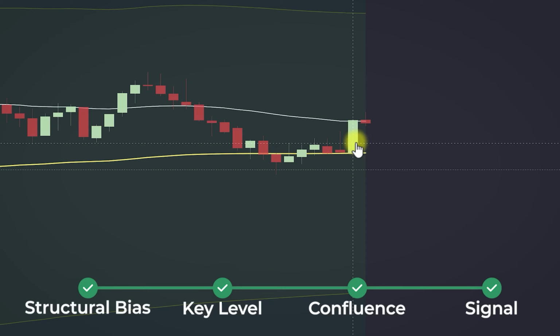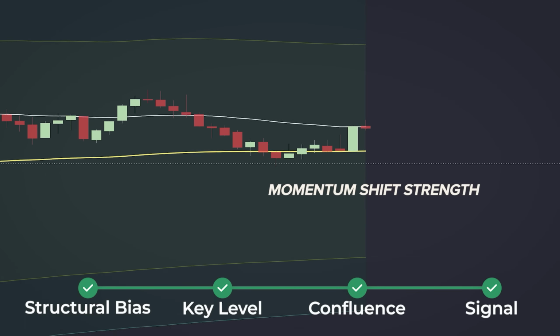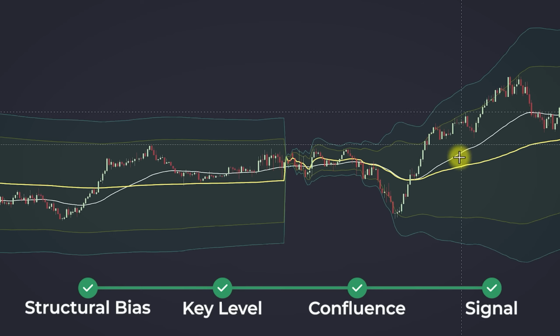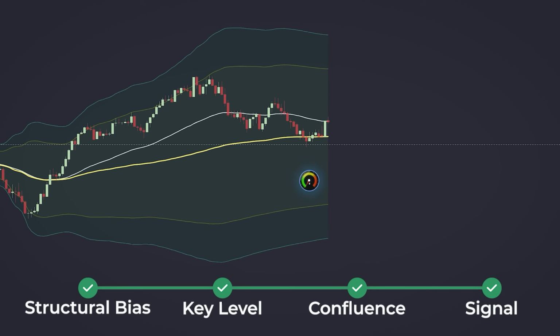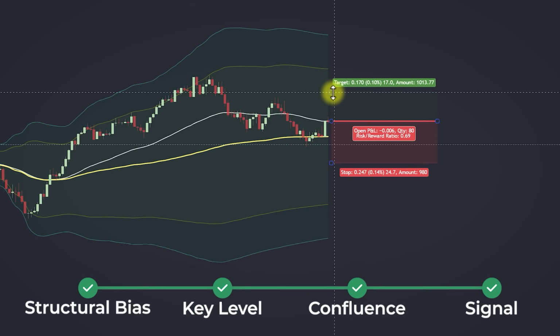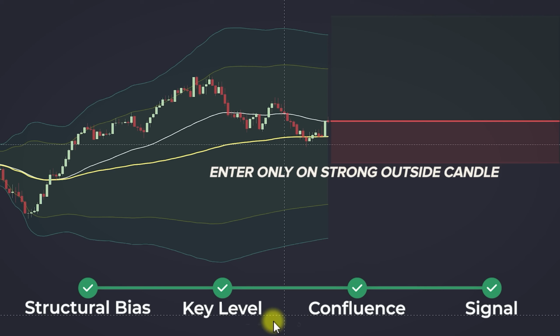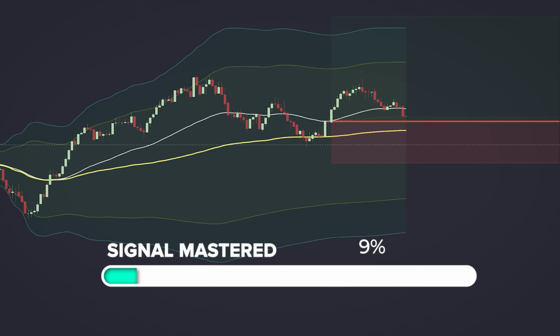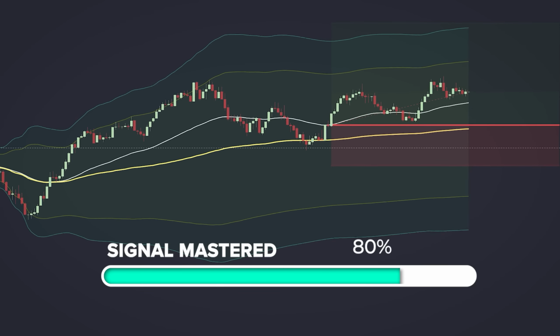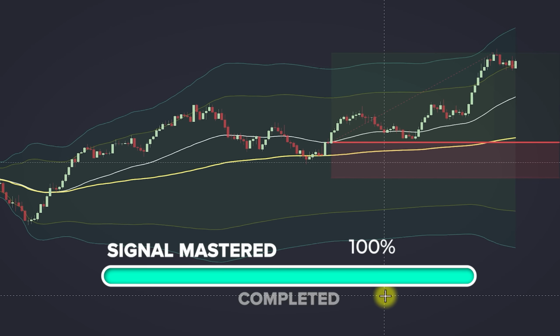And the size of the outside candle tells you how strong the momentum shift is. A large candle with high volume is like the market screaming. A small candle is like the market whispering. You want the market to be screaming when you enter a trade. You want that outside candle to be large, decisive. This is your go-to entry signal. It's simple, it's reliable, and it works in all market conditions.